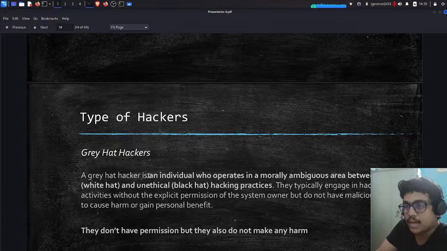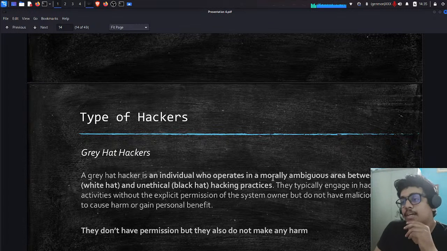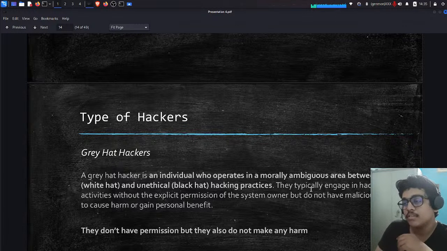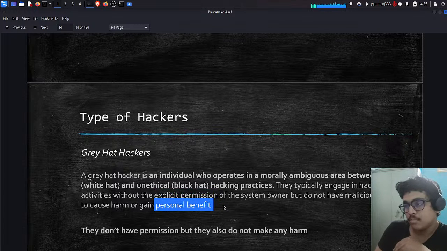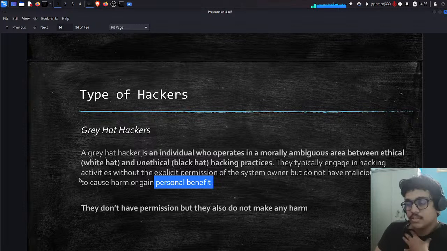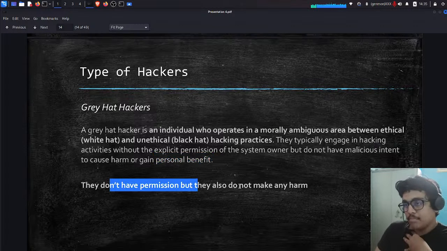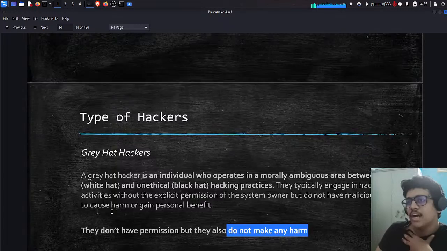A gray hat hacker is an individual who operates in the morally ambiguous area between the ethical white hat and the unethical black hat. So they are in between hacking practices. They typically engage in hacking activities without explicit permission. So they also do not have permission, but they do not have any malicious intent to cause harm or gain personal benefit. They just do it to test their skills. They don't have permission, but they also do not cause any harm.